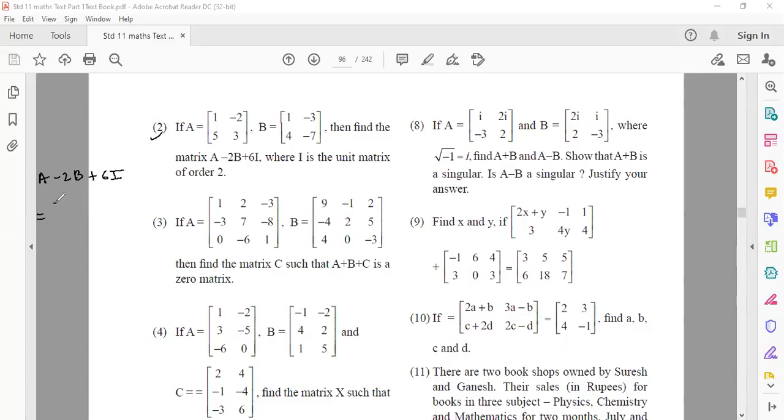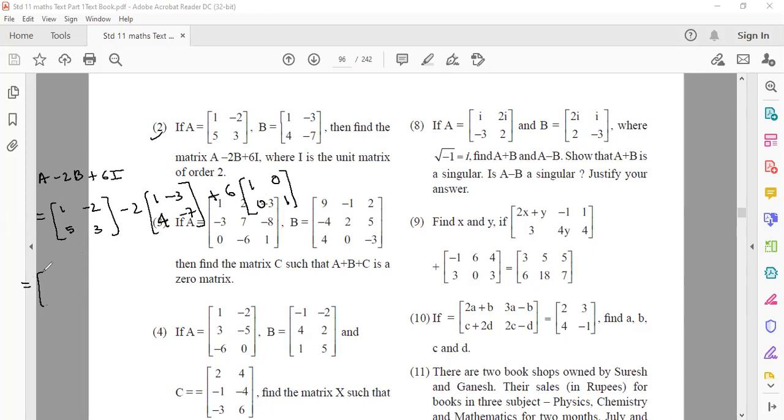So you will replace A. A is [1, -2; 5, 3], minus 2 into B, [1, -3; 4, -7], plus 6 times I. What is I? What does I stand for? Unit matrix, [1, 0; 0, 1].